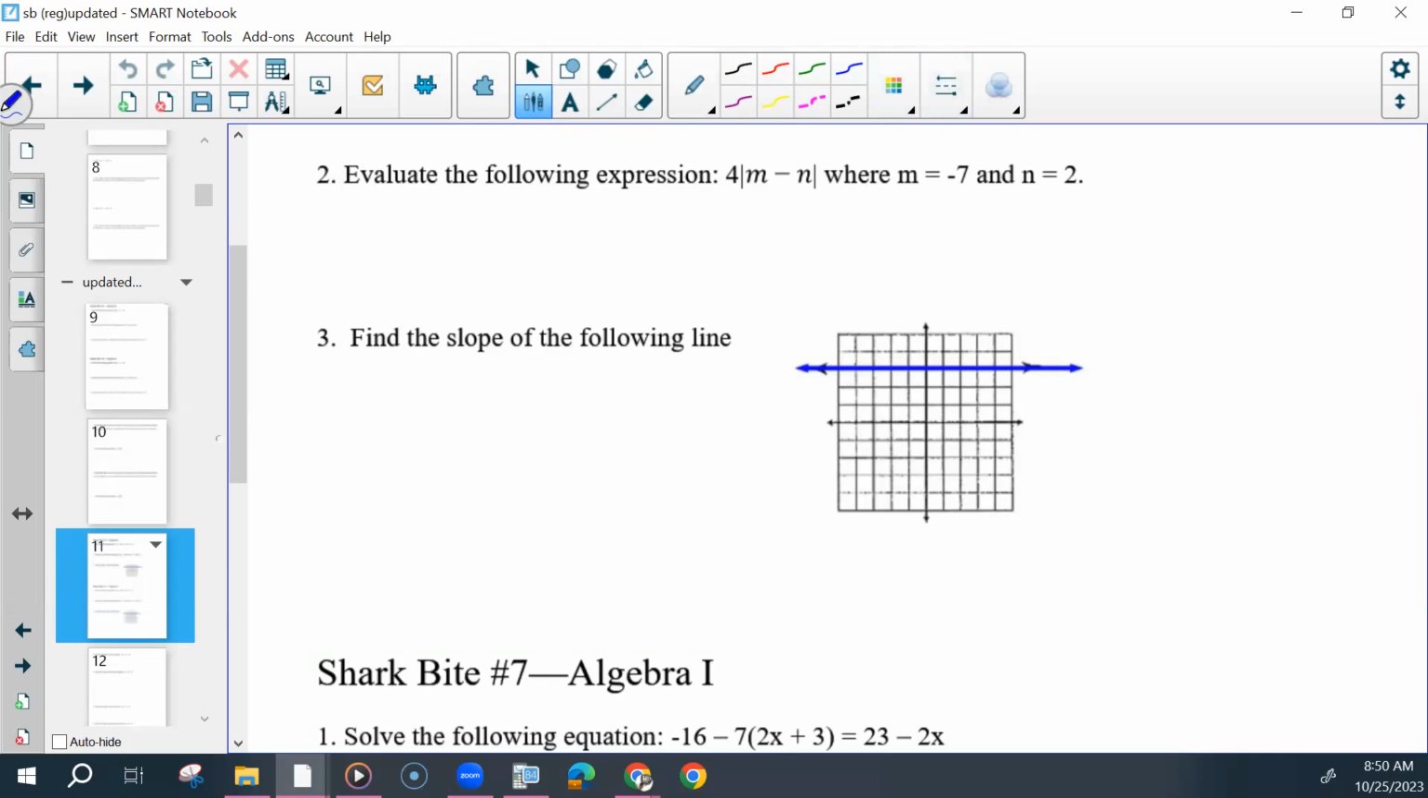So for this one, if you were thinking about your products, this is a horizontal line. So the slope is... that's it. Okay, questions on that one? Number 5.